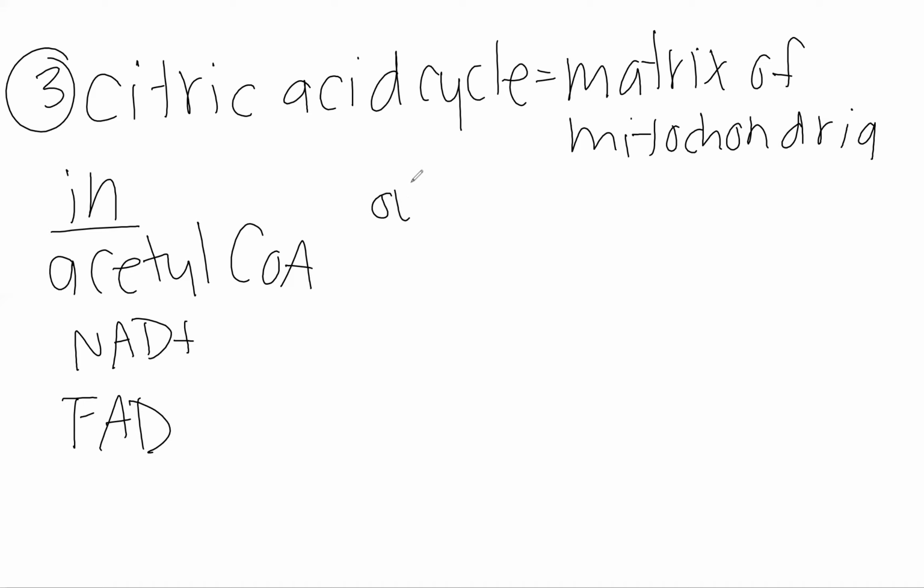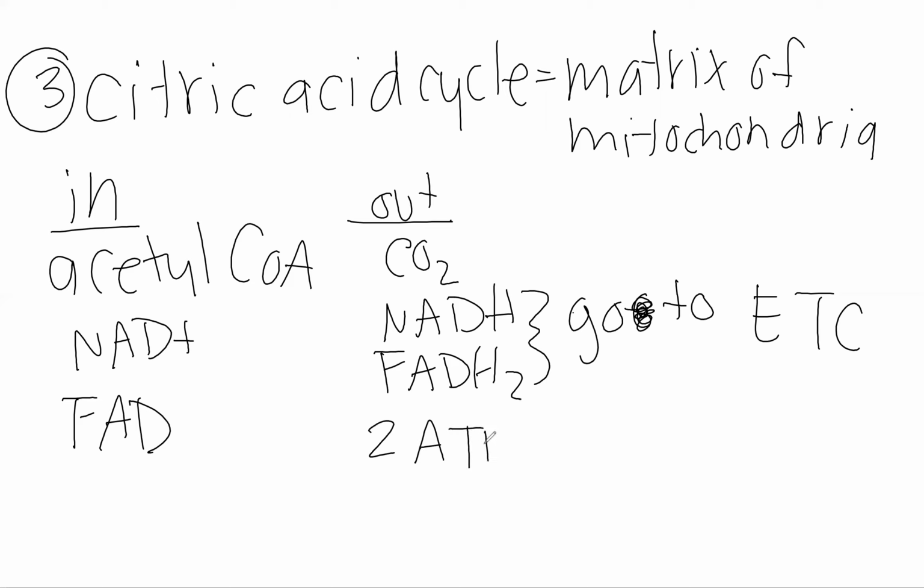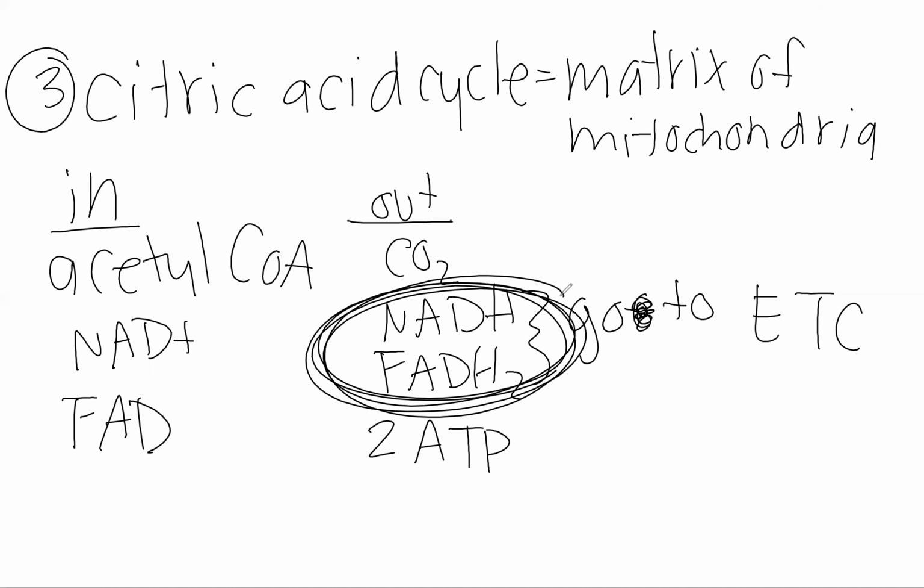And then coming out, we're going to get carbon dioxide, NADH, FADH2. Those are electron carriers. So those go to the electron transport chain, and we're also going to have 2 ATP created. If I were to say what is the main purpose of the citric acid cycle, it is to create these electron carriers. This is the main purpose of the citric acid cycle.